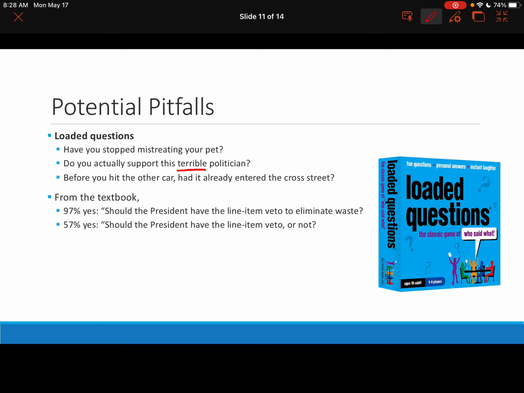They're basically the same thing, but you get different responses because of the way the question is asked. Should the president have the line item veto to eliminate waste? Because eliminating waste is a good thing, almost everybody answered yes. So the president could have the line item veto. But if the question is should the president have the line item veto or not, they want to think maybe this is not a good thing, then you should answer no. And then many people answer no. So that's also loaded.